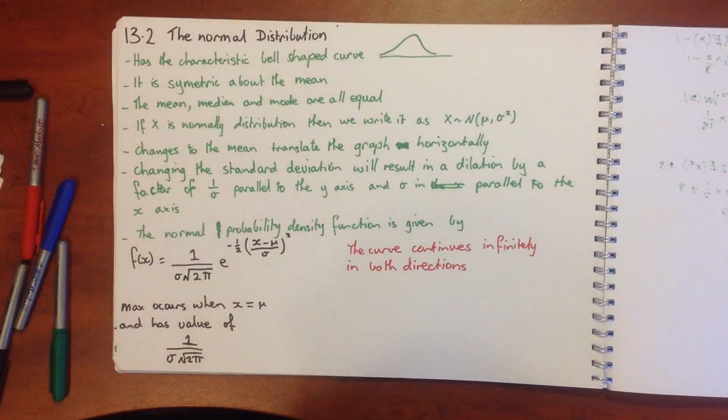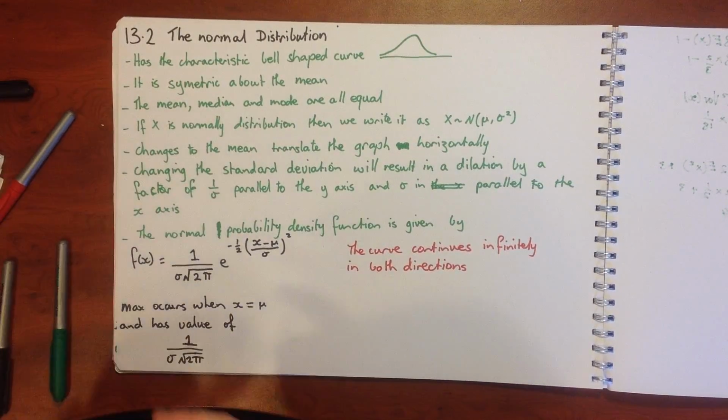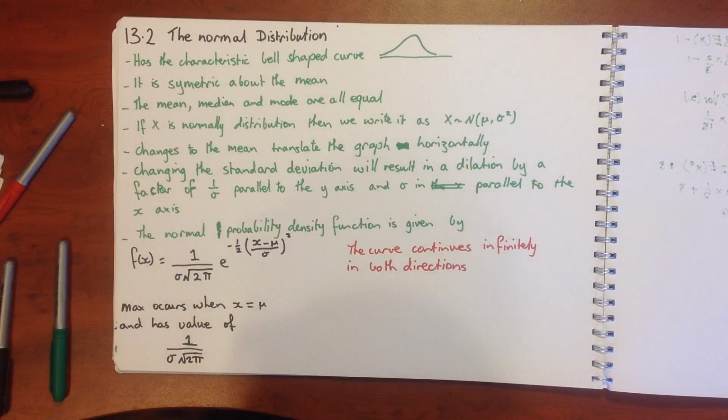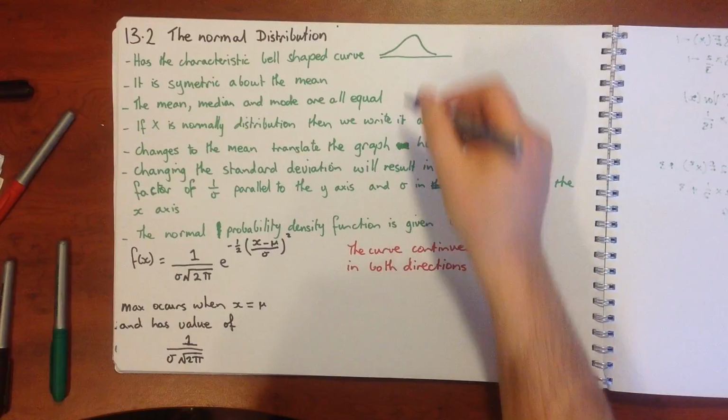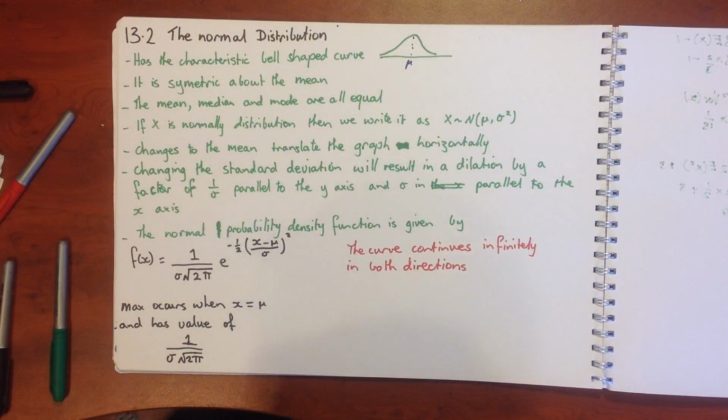Hey, in this tutorial we're looking at section 13.2, which is on the normal distribution. Our normal distribution has our characteristic bell shape, something like this. It should be a bit more symmetrical than that one, because we are symmetric about the mean. So our mean would come in here. The mean, median and mode are all the same.